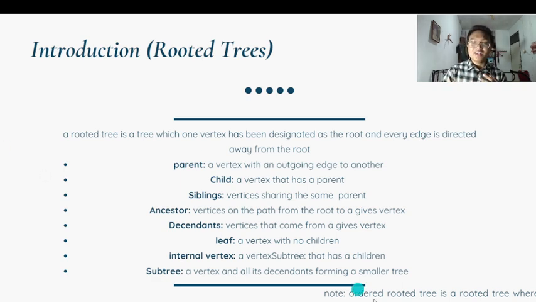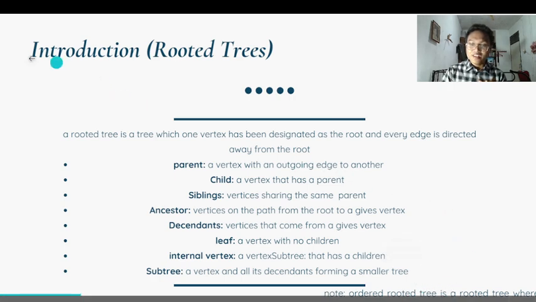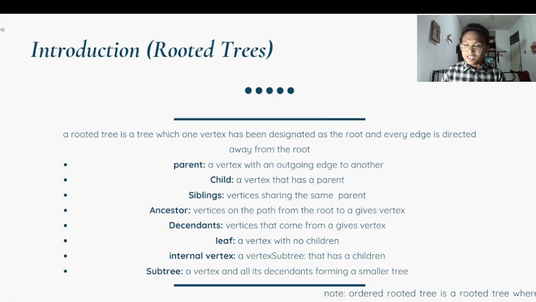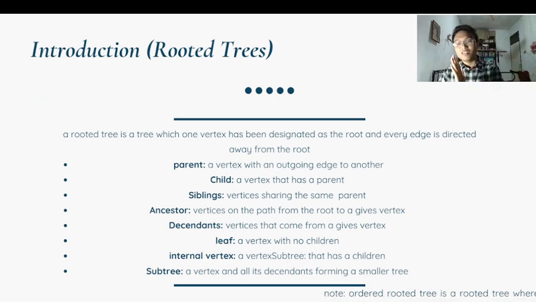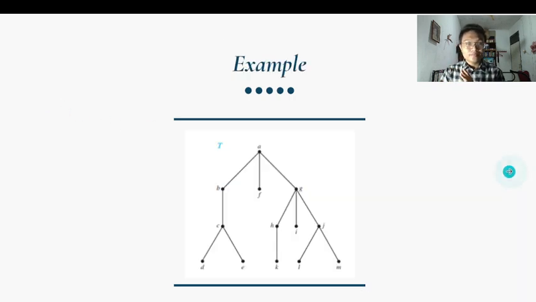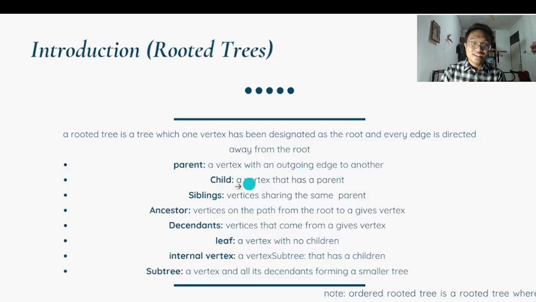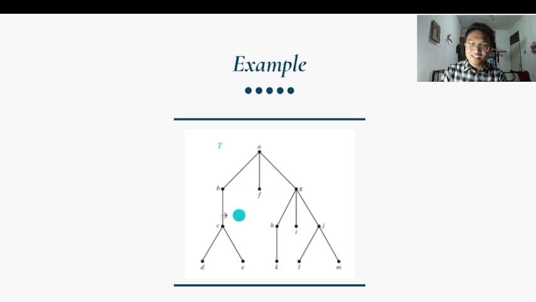Okay, and then there are a few notes I added here. An ordered rooted tree is a rooted tree where the children of each internal vertex are ordered. This is an example of a tree, as you can see here.